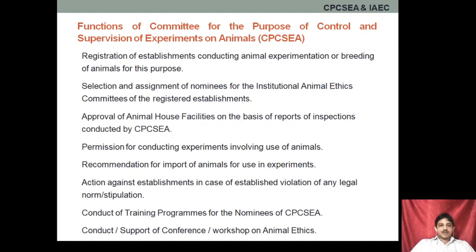Next is recommending import of animals for use in experiments, action against the establishment in case of violation of any legal norms or stipulations, conduct of training programs for nominees of the CPCSEA, and conduct and support of conferences and workshops on animal ethics. So these are the general functions of the CPCSEA.